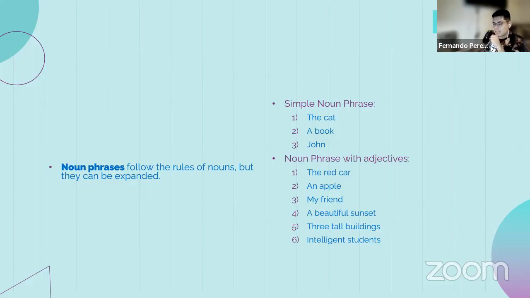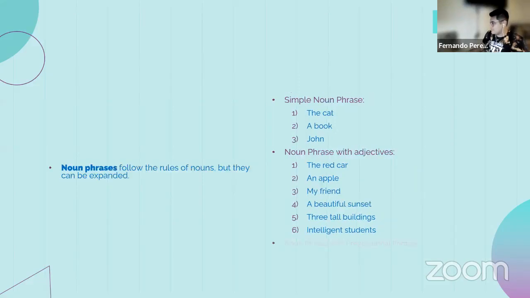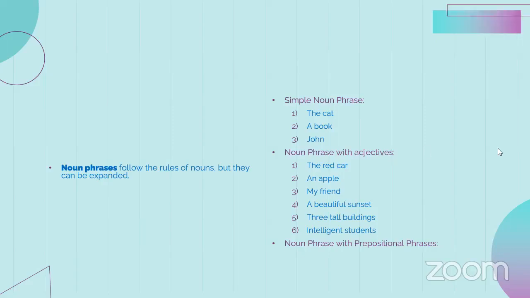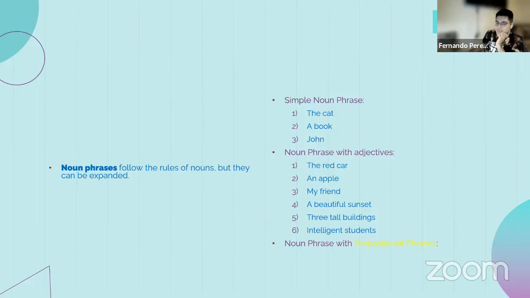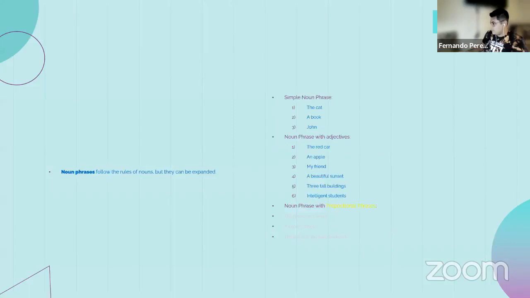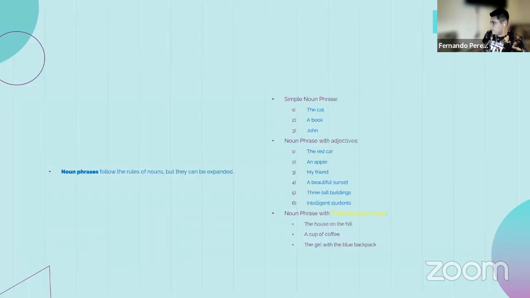There is also a relationship between noun phrases and prepositional phrases. This is pretty interesting because we are going to talk about two different colors. What colors are prepositions, guys? Yellow? Correct. This is color yellow. So check this out. Look at these words.